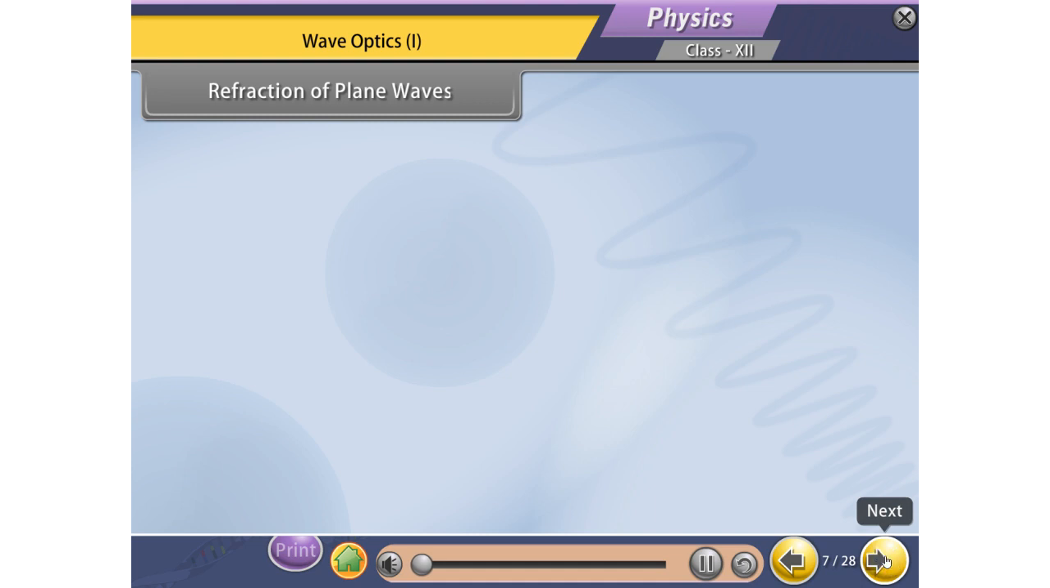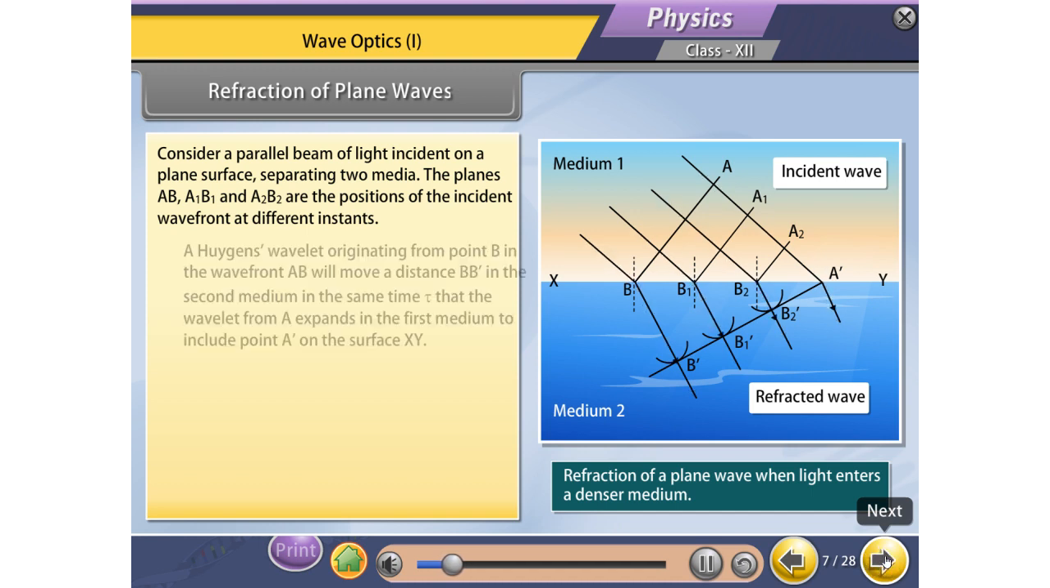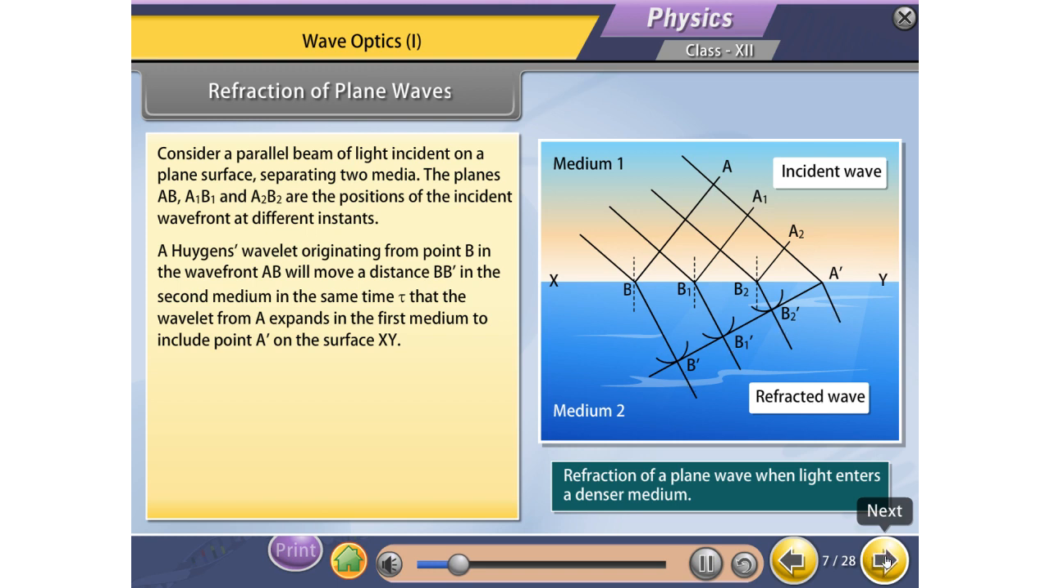Refraction of plane waves. Consider a parallel beam of light incident on a plane surface separating two media. The planes AB, A1B1 and A2B2 are the positions of the incident wavefront at different instants. A Huygens wavelet originating from point B in the wavefront AB will move a distance BB' in the second medium in the same time that the wavelet from A expands in the first medium to include point A' on the surface XY. Since the two wavelets with radii AA' and BB' are not in the same medium, they move with different speeds, say V1 and V2 respectively.